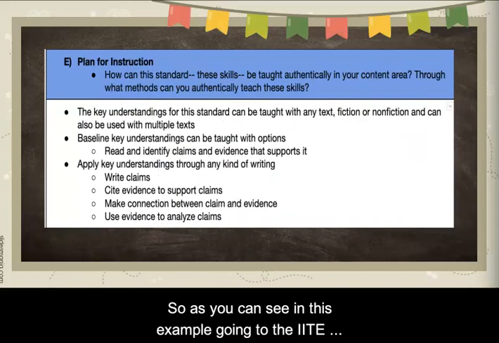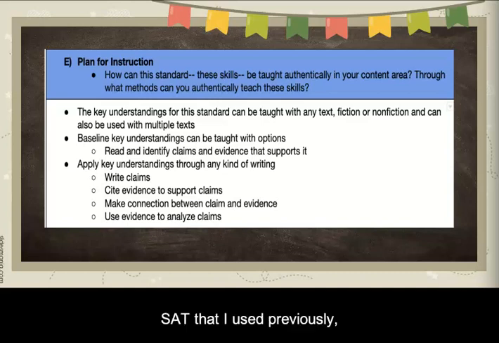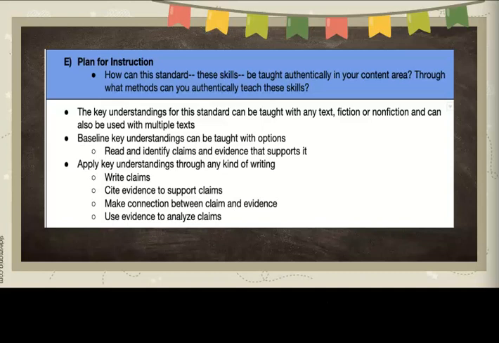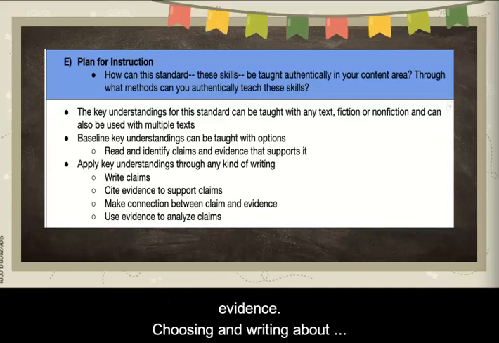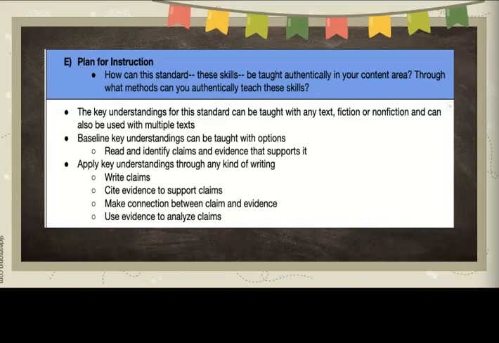So as you can see in this example, going to the reading standard from the SAT that I used previously, you can see how this can be applied through any kind of writing. The baseline skills of the standard are about choices of evidence. Choosing and writing about connections between a claim and evidence is higher order thinking.